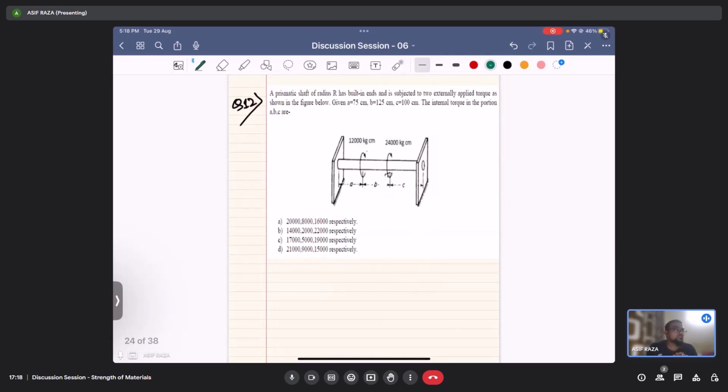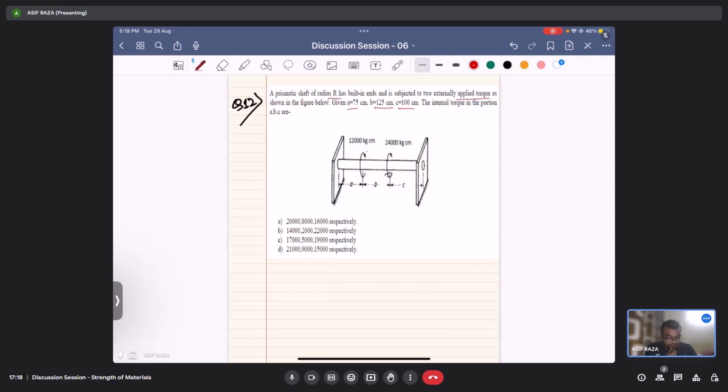So question number 12: a prismatic shaft of radius r has built-in ends and is subjected to two externally applied torques as shown in the figure. Given A is 75 cm, B is 125 cm, C is 100 cm. The internal torques in the portions AB and BC are.